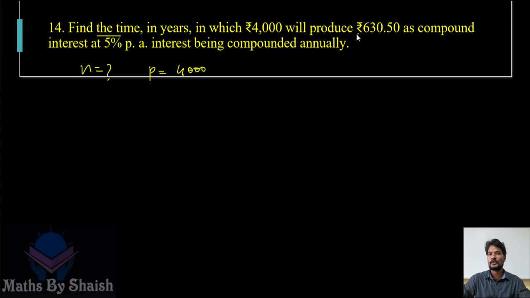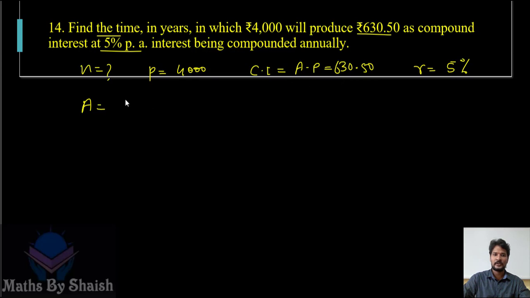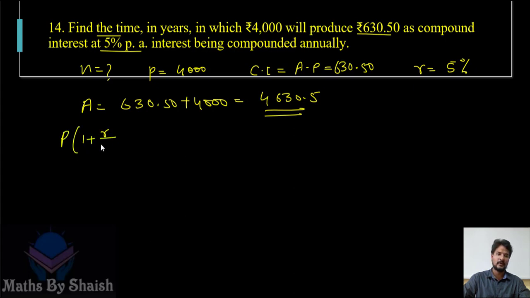14th question, find the time, again n we require in years, in which 4,000 is the principal amount, will produce this as compound interest. So this time they have given CI, that is of course A minus P, 630.50, and rate of interest is 5%. So again we are going to get the A from the compound interest, that is 630.50 plus 4,000, that is going to be 4,630.5, and then we are going to use the formula of A and we can calculate n because we have all the values as we have done previously.